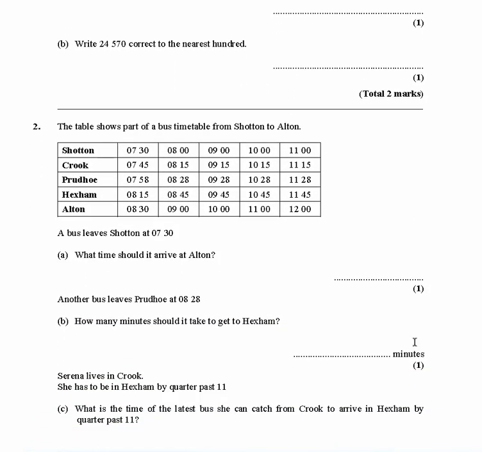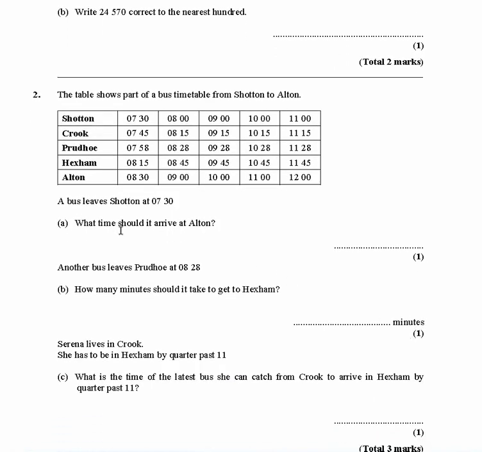The table shows part of a bus timetable. That should be fair enough. Another bus leaves Prudhoe at 8:28. Here it is. How many minutes should it take to get to Hexham? This is when it arrives. So how many minutes are between those? And I recommend you just count on. Okay, rather than try and do a subtraction, count on. 28 minutes to 30 minutes to 40 minutes to 45 minutes.